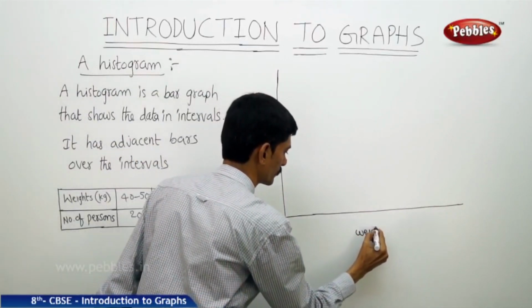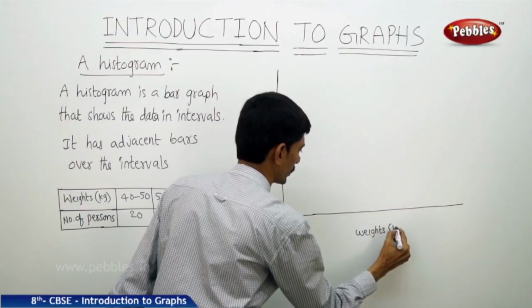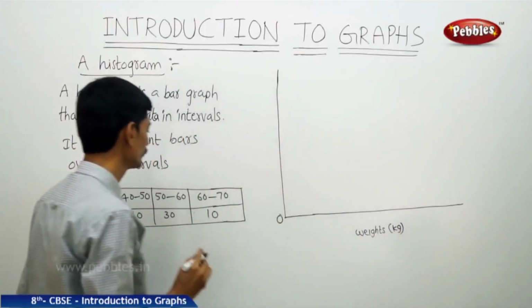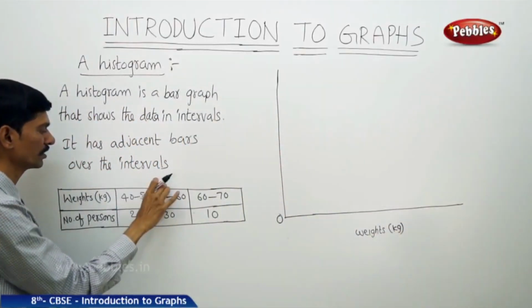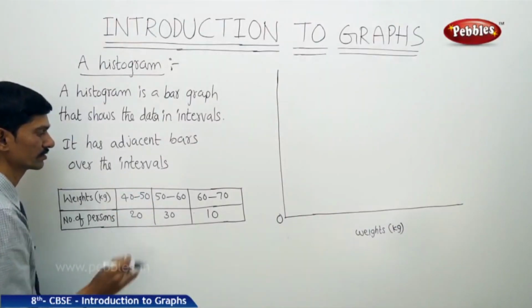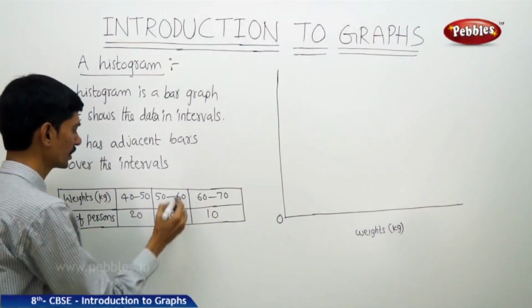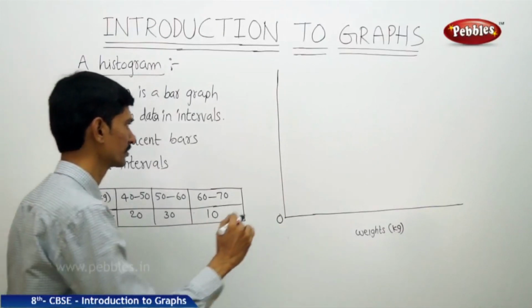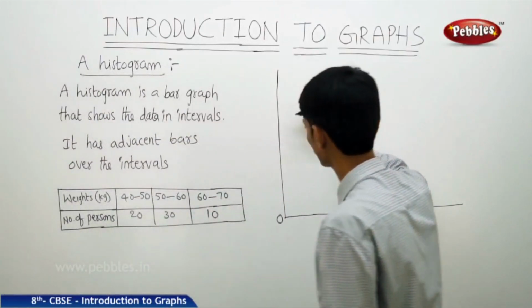So what is a bar graph? The types of graphs are: bar graph, line graph, pie graph, histogram, and circle graph. This is the chapter introduction to graphs.